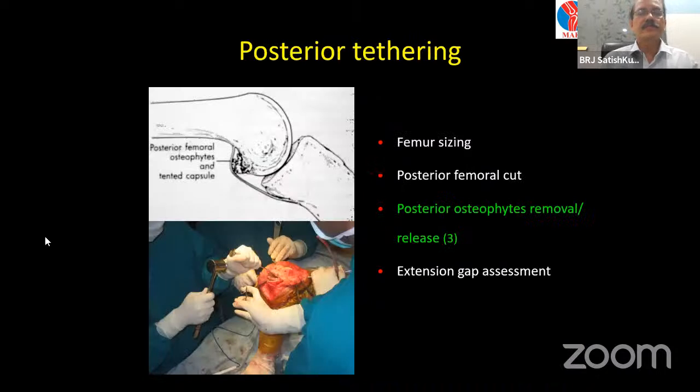And posterior osteophytes, as I said, the moment you remove these posterior osteophytes, you do the proximal tibial cut, you remove the posterior osteophytes from the proximal tibia, and you do the anterior posterior femoral cut and remove the posterior osteophytes from the distal femur. And many deformities can get corrected if this is an arthritic knee, I mean, an osteoarthritic knee where there are a lot of osteophytes.